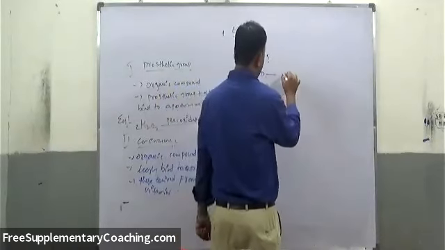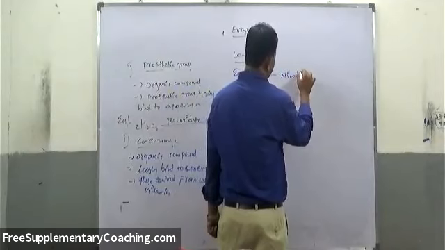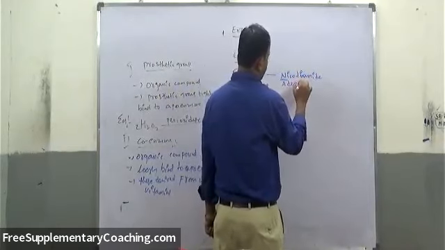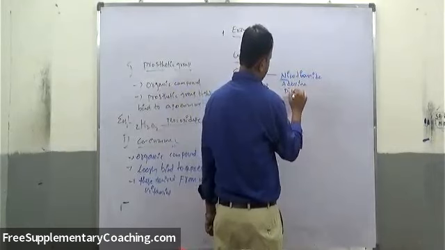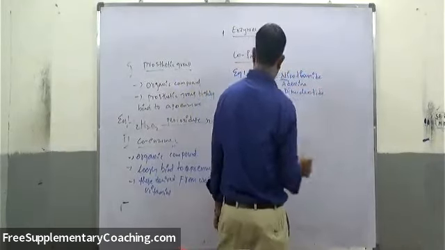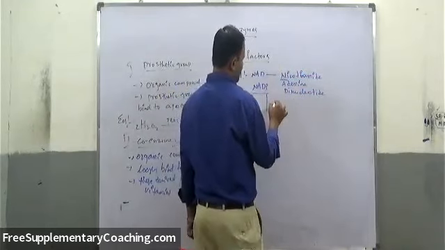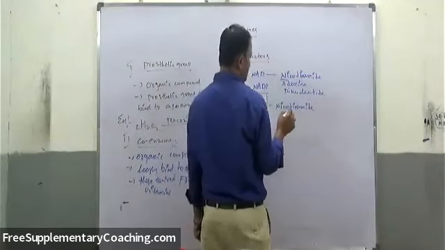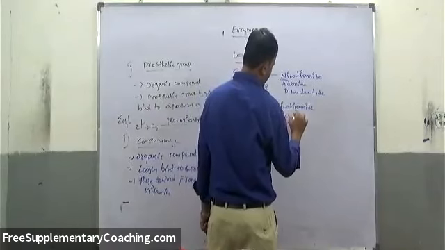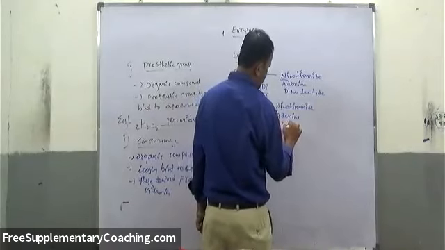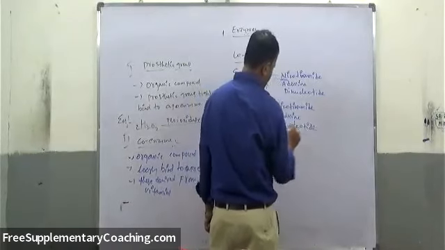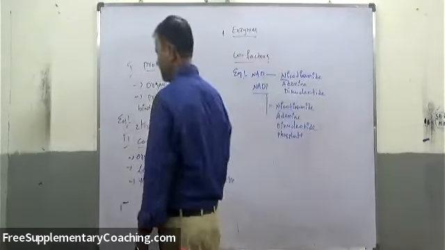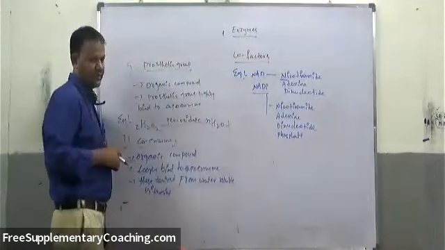NAD full form: N for nicotinamide, A for adenine, D for dinucleotide. Then NADP is the same: N for nicotinamide, A for adenine, D for dinucleotide, P for phosphate. Then the last one is metal ions.